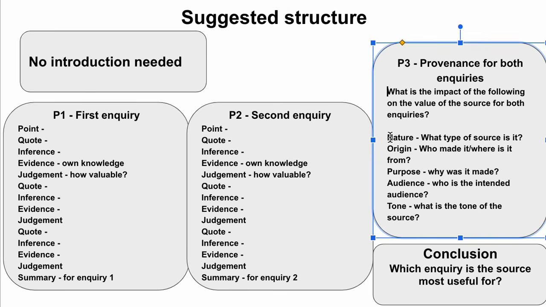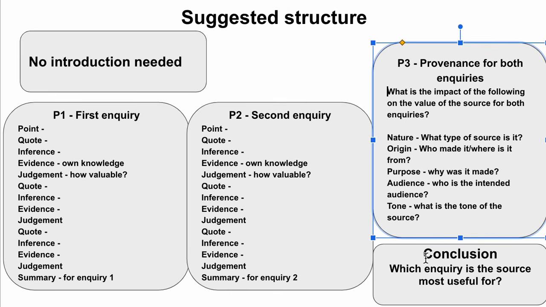So try and work through these. You don't necessarily have to discuss each inquiry separately. These things could be relevant for both inquiries. But these are things you should be talking about. The provenance for both inquiries. What's the value of the source for these 2 inquiries? And what impact does the provenance have on the value of the source?